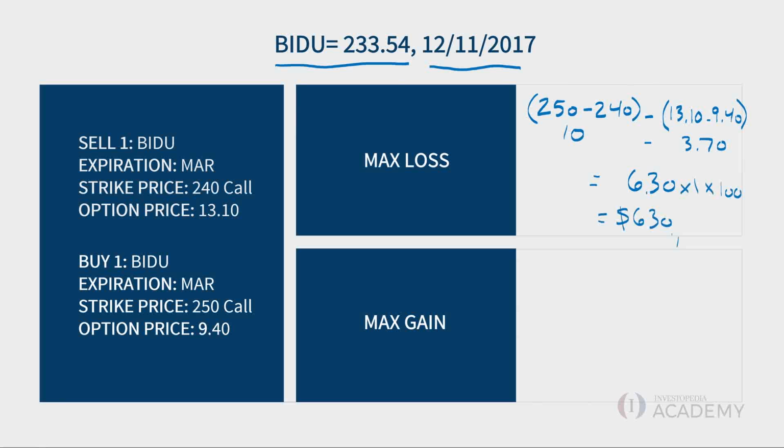Now, your max gain is kind of simple, right? Your max gain is simply the premium that you received. That's the most that you can make on this trade. So how do we calculate that? Well, your max gain is the difference in 1310 and 940, or 370, which you multiply times 1 because we're talking about a one-by-one spread, times 100 shares of stock, the 100 multiplier. Your max gain, therefore, is $370.